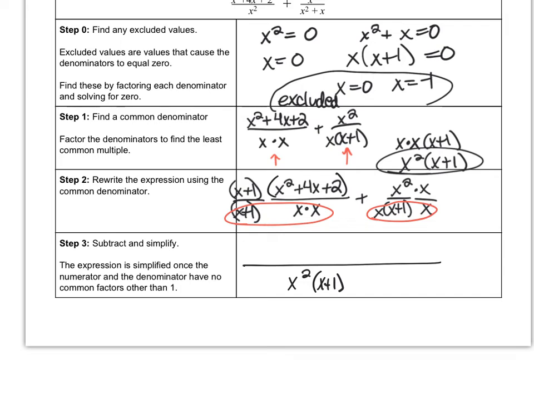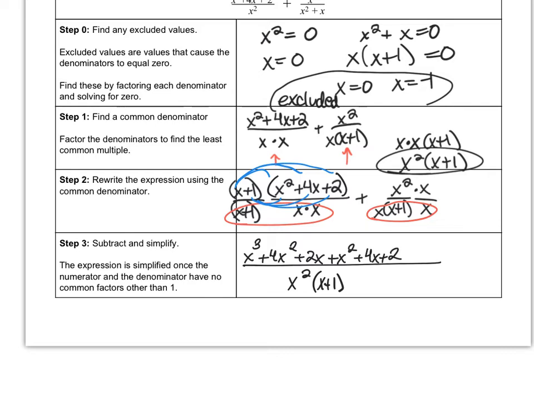Now let's look at the numerator. I'm going to need to use the distributive property to multiply my two polynomials together here on the left. So let's do that. First I have x times x squared. Then I have x times 4x. Then x times 2. Next I have 1 times x squared, 1 times 4x, and 1 times 2.